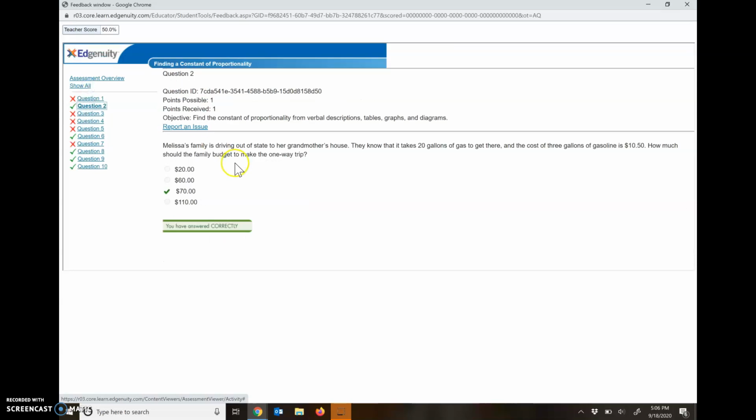Number 2, you got right. Okay, so Melissa's family is driving to her grandmother's house. It takes 20 gallons to get there. The cost of 3 gallons is $10.50. How much would she make for a one-way trip?